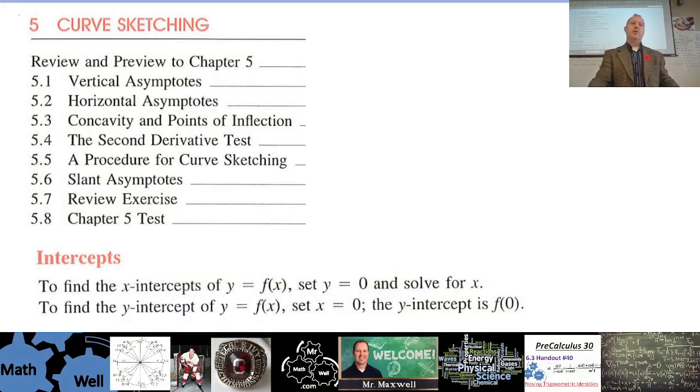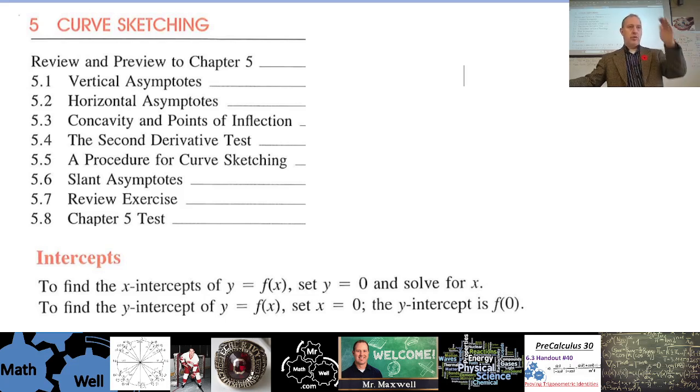Okay, here we are in Calculus 30, Chapter 5. We're looking at curve sketching as the title for this chapter. As we move through this chapter, we are going to examine characteristics of curves, functions that are big and ugly, and we don't know much about them, what they look like, but we're going to be able to draw characteristics from these equations. We're going to look at the first derivative and see what that tells us.